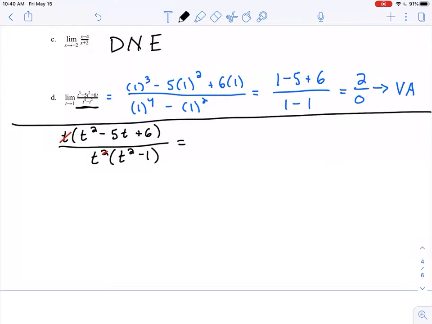And then I can actually factor this a little bit further. In my numerator, two numbers that multiply to be positive 6 and add to be -5. That would be t minus 2 times t minus 3. In my denominator, I still have a t, but t squared minus 1, that's a difference of two squares. Here I could take t plus 1 times t minus 1.